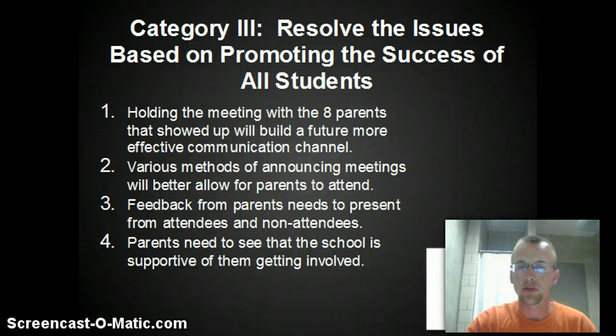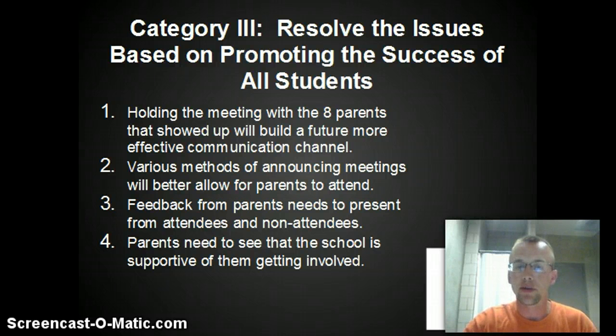Category number 3, resolving the issues based on promoting the success of all students. Number 1, holding the meeting with 8 parents that showed up will build a future, more effective communication channel. You can't start off an organization on the wrong foot. And if 8 people show up, you've got to talk to those 8 people. You can't say, well, not enough people showed up, we're going to wait until we have more people, because that's not going to happen. Those people that did show up need to have something they can go back with to tell other people why they need to come.